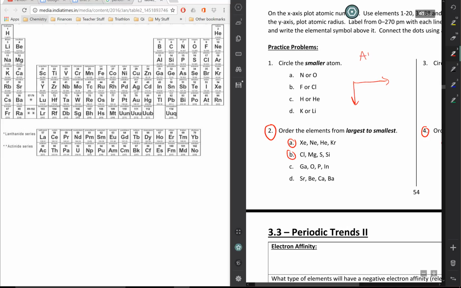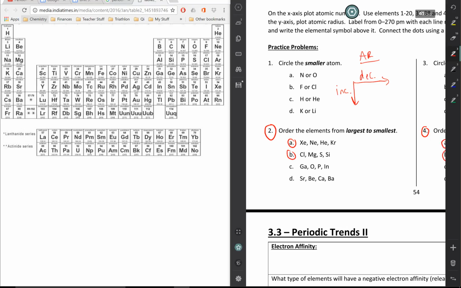When it comes to atomic radius, I know that I see things decreasing as we go across the table and increasing as we go down the table. You can think about it again in terms of the strength of the nucleus or the number of energy levels that are present, whatever you've got to do to really cement that idea in your mind.